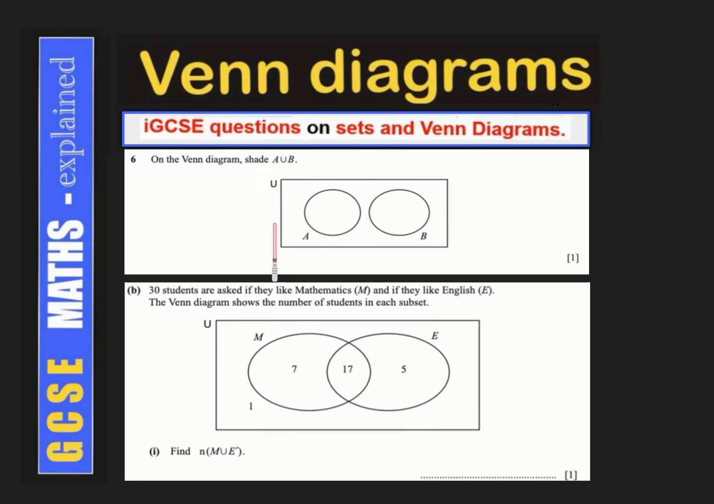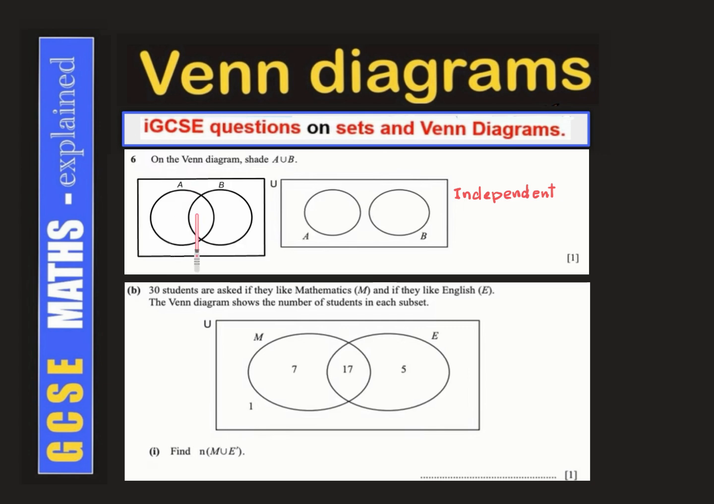Looking at this Venn diagram, some of you might find it very easy shading the A union B, and yet others might find it a little bit baffling, because here we're shown two sets and they are separated. We call that independent sets. You may be familiar with the dependent sets, like this one over here.